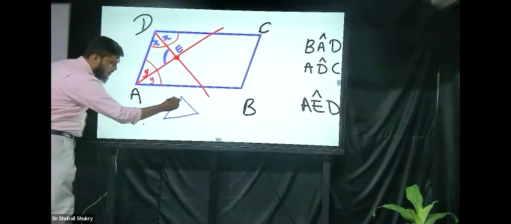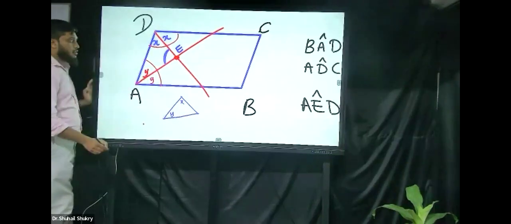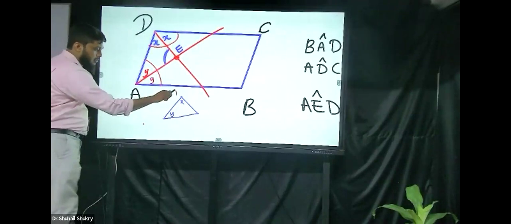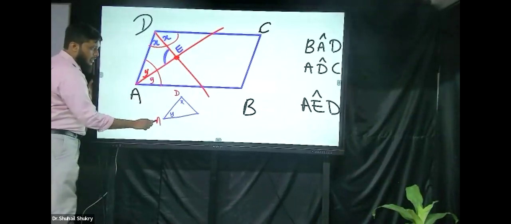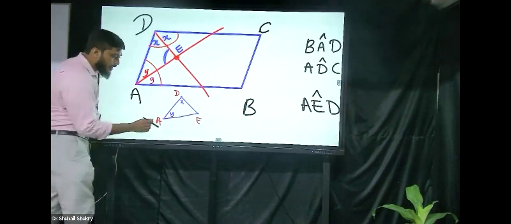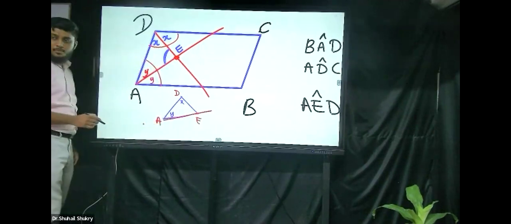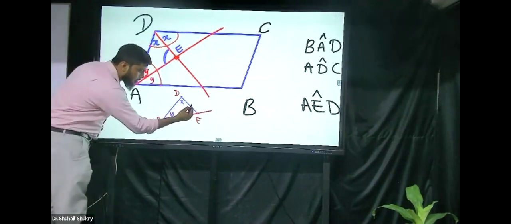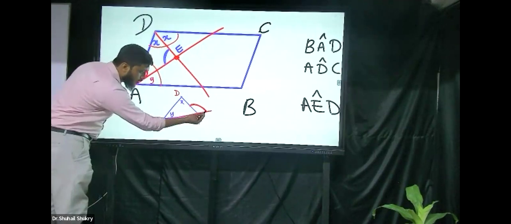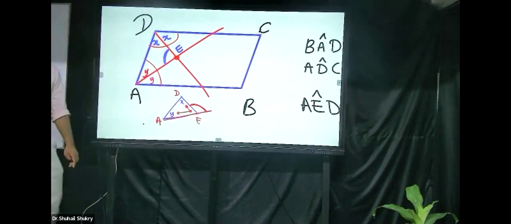When you see this triangle, what is this? X. What is this? Y. This one is D, this is A, and this one is E, right? If I extend this line like this, in a triangle there is a theorem: the exterior angle is equal to the sum of its two interior opposite angles. See this part.